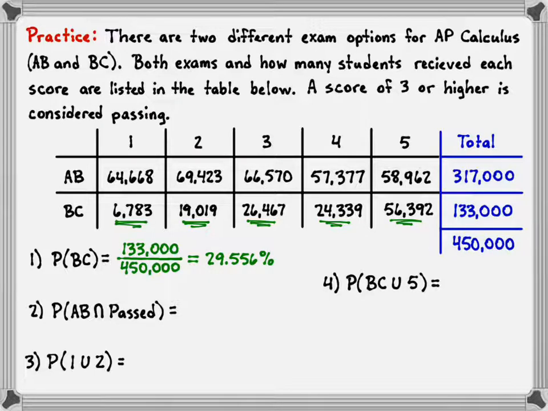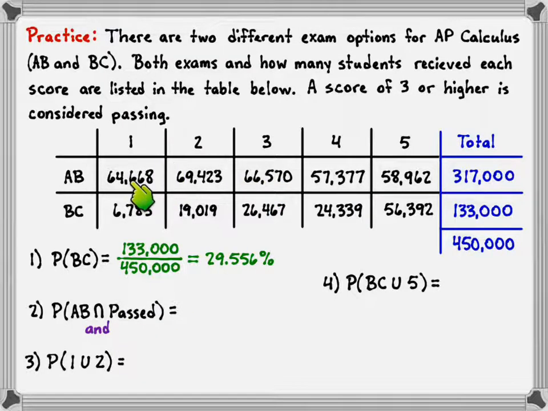Number 2 is an intersection, and that's the purpose of this lesson, so make sure we're clear on this. What is the probability that a student took the AB exam and passed? So if we were to identify the students that took the AB exam, well, let me take a step back here. The students that took the AB exam are these guys, these guys, these guys, and these guys, and these guys. So these are all the ones that took the AB exam, but we also wanted them to pass. So they must have passed as well.